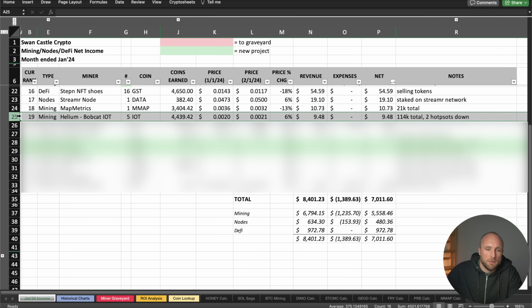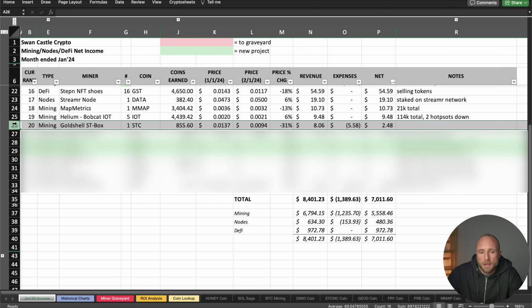Number 19, my Helium Bobcat IoT miners, only making $10 for the month. I have two of my hotspots still down that I need to troubleshoot, but I have not gotten around to doing that. Number 20, Gold Shell Star Coin Box, not much going on there.